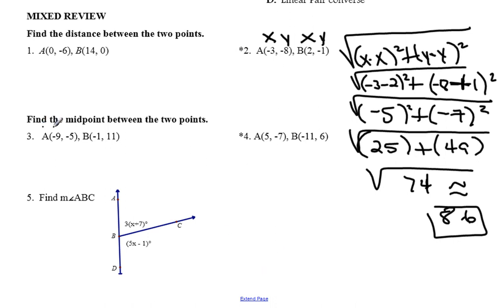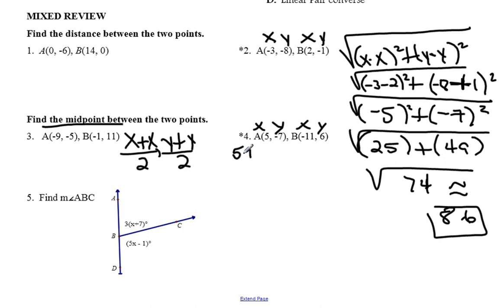All right, I'm going to come down here to find the midpoint. In order to find the midpoint, we need to know the midpoint formula. And that says you take your x values, you add them together, divide by 2. And then you take your y values, you add them together, divide by 2. So x is 5 plus x, which is plus a -11, divided by 2. That gives me -6 divided by 2. That gives me -3. So that's my x midpoint.